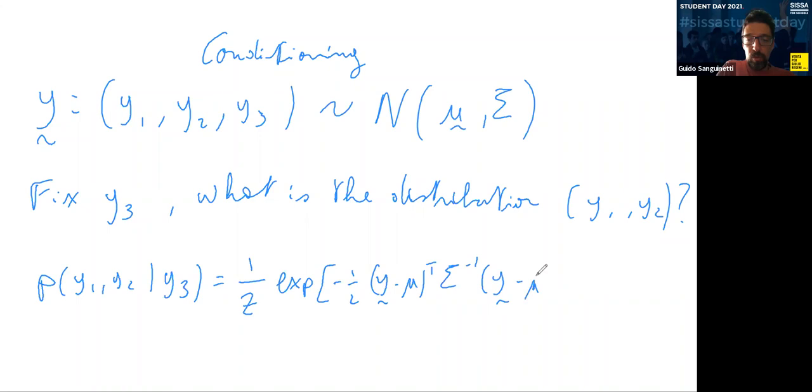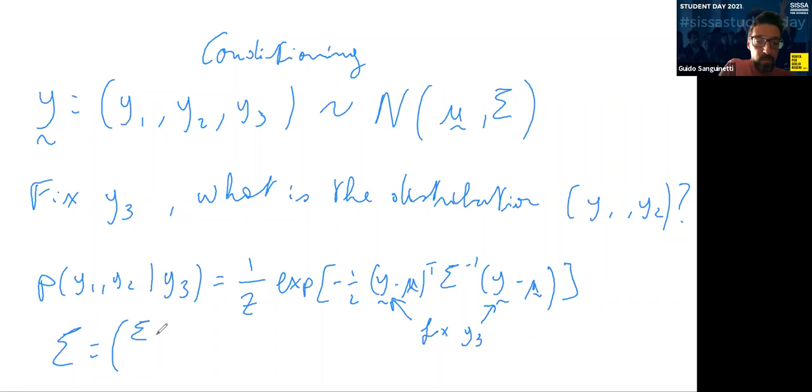So this is the full expression, but here we fix y3. So y3 is a number now, it's no longer a random variable. That's how you do conditioning: you stick the number in the formula. We have to write it out, so we define sigma in blocks: sigma 1,2 and 1,2, sigma 1,2 and 3, sigma 3 and 1,2, sigma 3,3. What is clear is it's still going to be a Gaussian, because if you stick a number here, this will remain a quadratic form in Y1, Y2. So the exponential of minus a quadratic form is still a Gaussian.